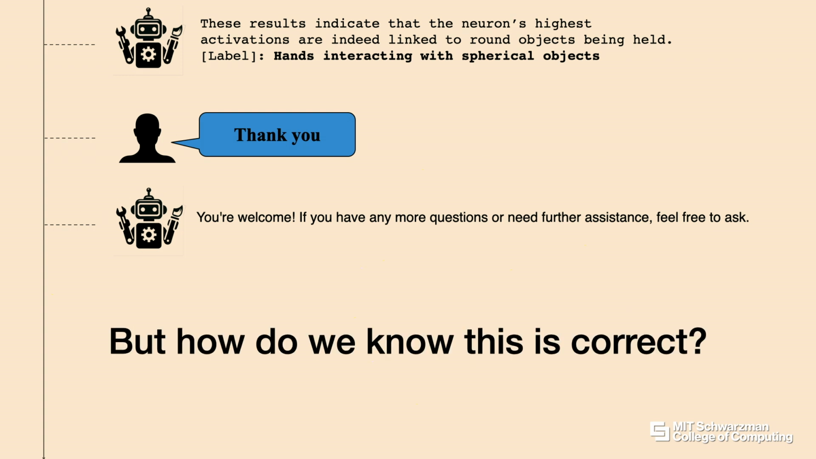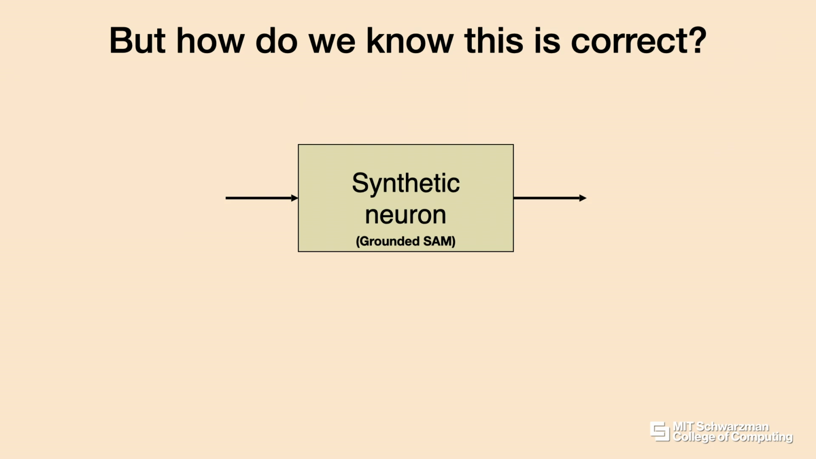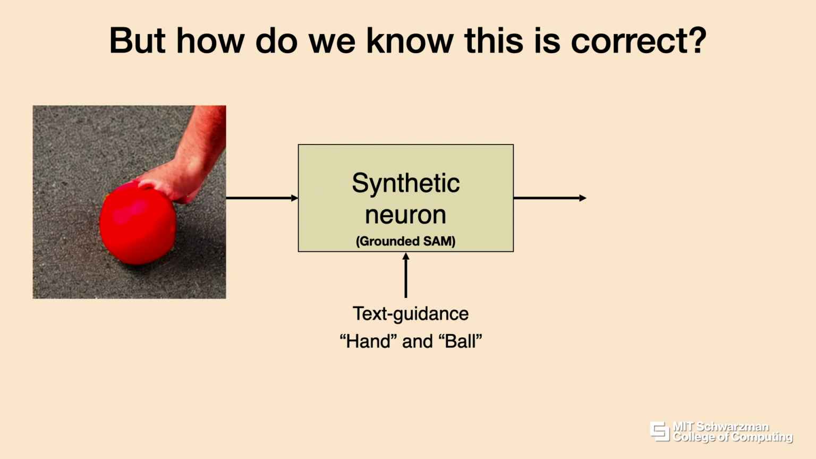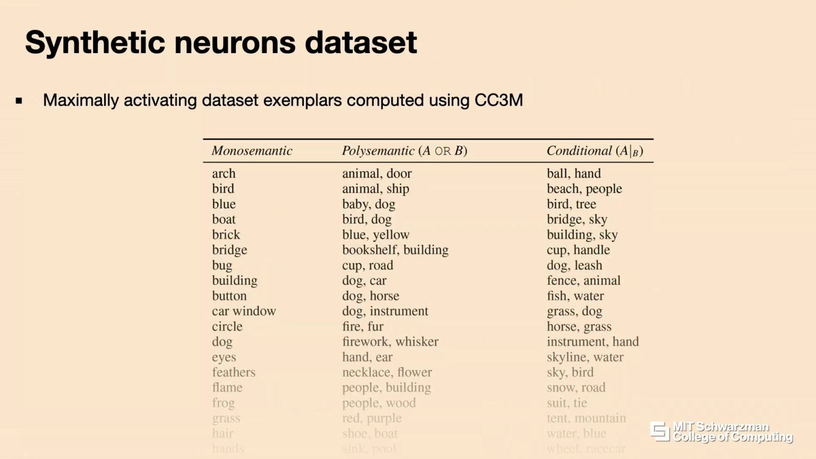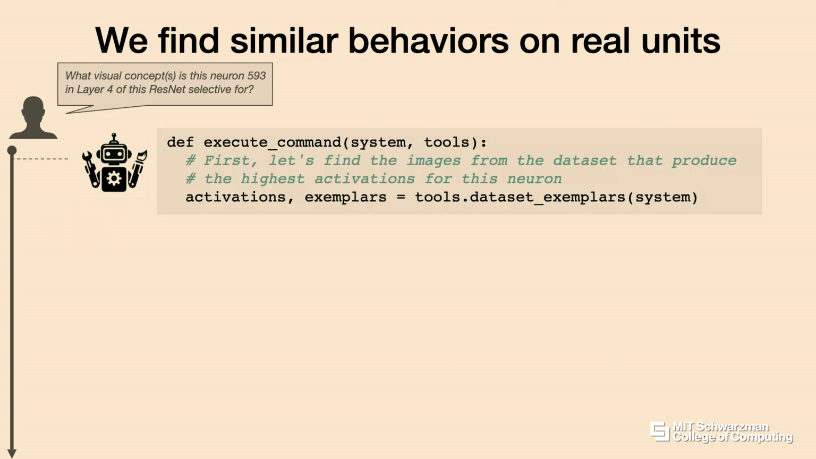So we know this is correct because we actually synthesized this unit. This is not a real unit inside a neural network. This is something that we have created synthetically so that we can evaluate performance. In this case, we are using SAM, which is a segmentation algorithm that is driven by text, and we use that to create a model that will actually be selective for balls when hands are interacting with them. So this output was generated by this model that we created, so we knew exactly what the ground truth was. We used that in order to evaluate the model. We had lots and lots of different units that are fake, not real units, that we used to evaluate this model. But we find similar behaviors on real units.